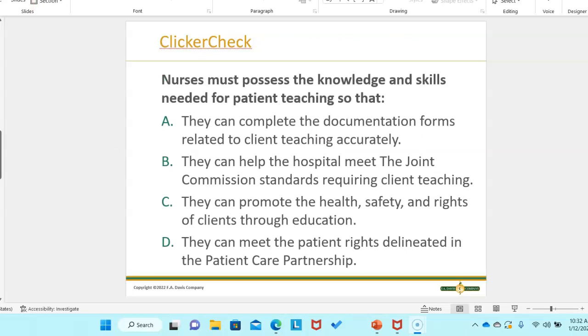Clicker check. Nurses must possess the knowledge and skills needed for patient teaching so that A. They can complete the documentation forms related to the client teaching accurately. B. They can help the hospital meet the Joint Commission standards requiring client teaching. C. They can promote the health, safety, and rights of clients through education. And D. They can meet the patient rights delineated in the patient care partnership. I'm going to go ahead, give you a couple seconds.